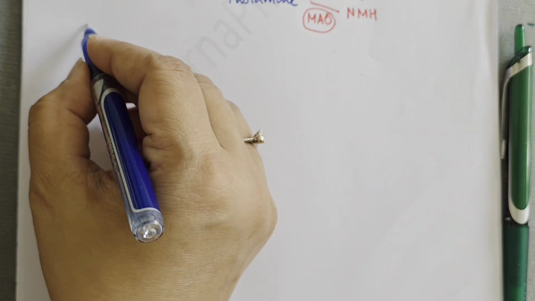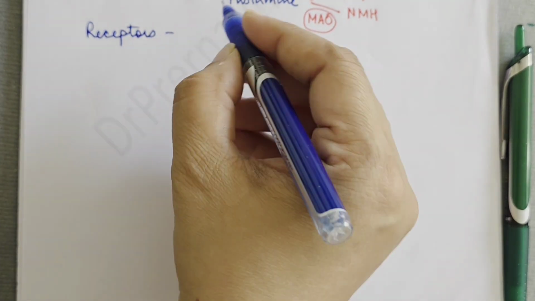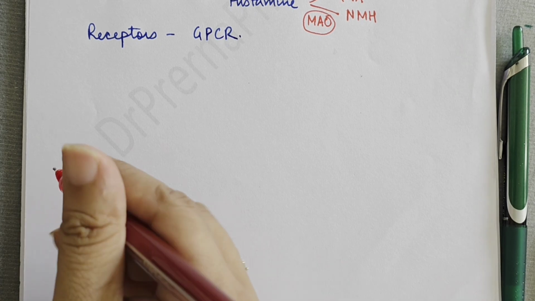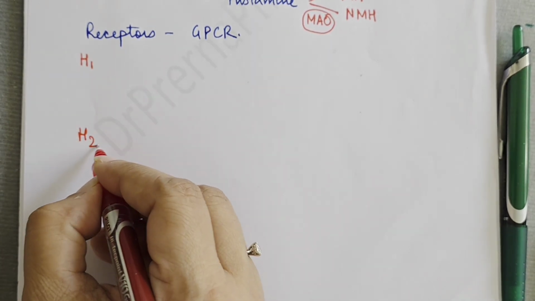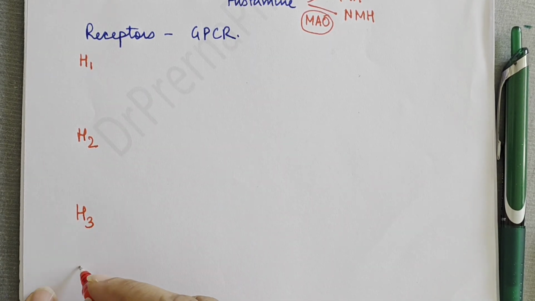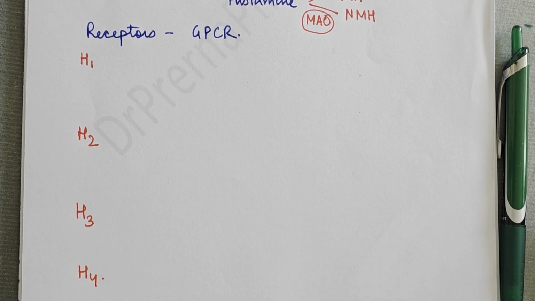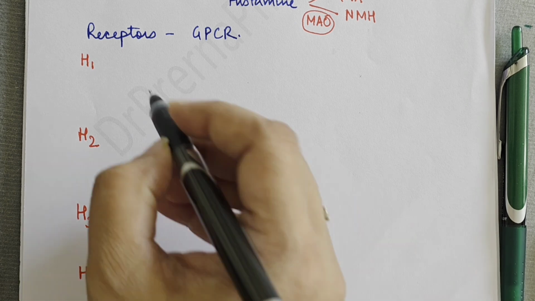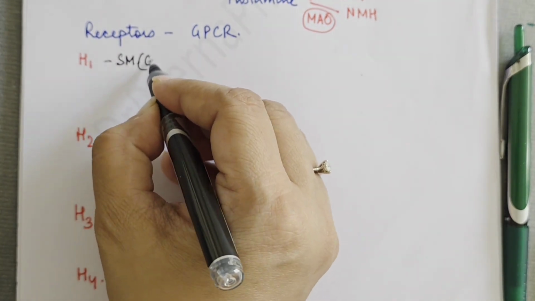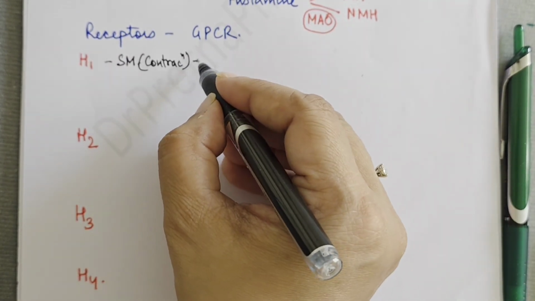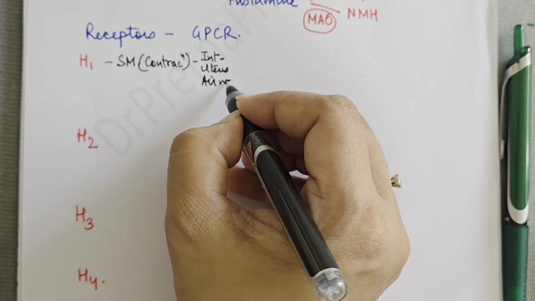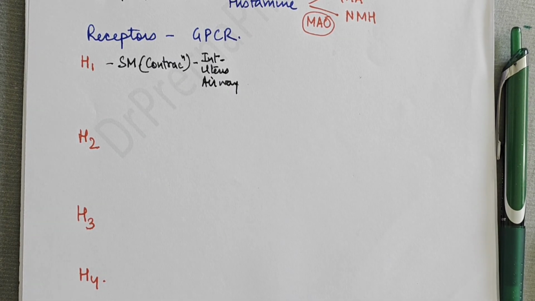Now coming to the receptors of histamine, all the receptors are G protein coupled receptors. This is the first thing. Then we have H1, H2, H3 and H4. These are the 4 receptors of histamine. They all are G protein coupled receptors. ठीक है, अब एक एक करके इन receptors को देखते हैं. तो H1 is present on smooth muscles and it causes contraction. Like intestine में contraction करेगा, uterus में contraction करेगा, airway में contraction करेगा. This is the action of histamine.